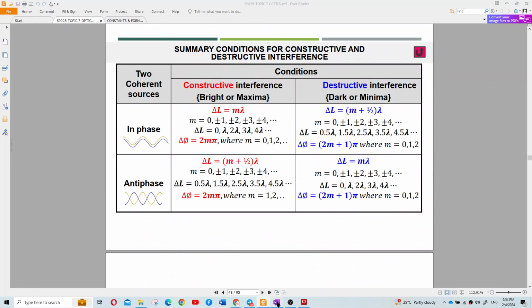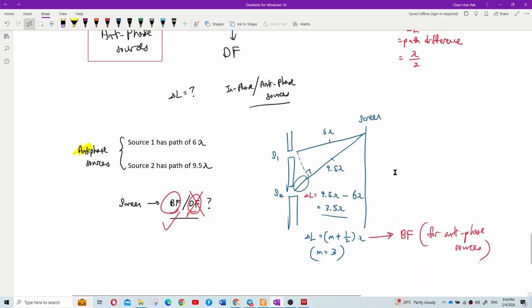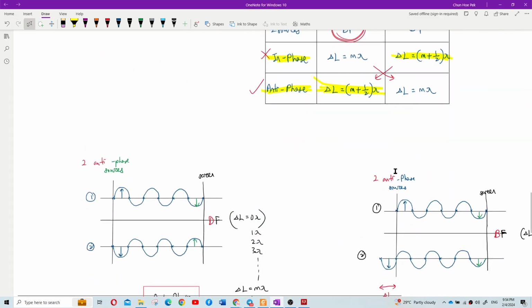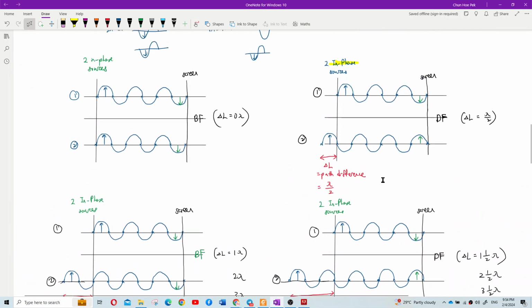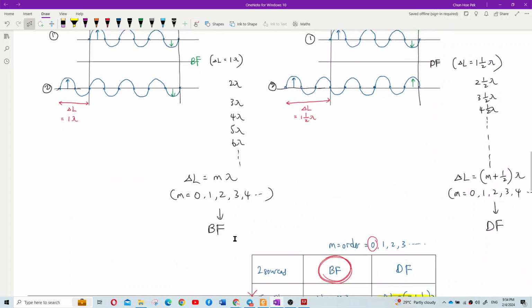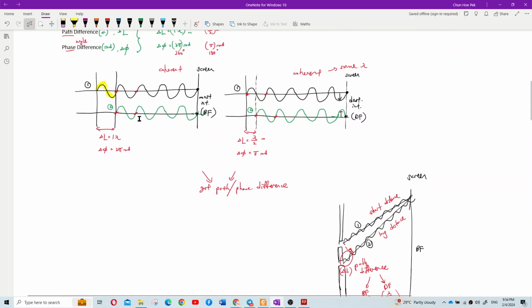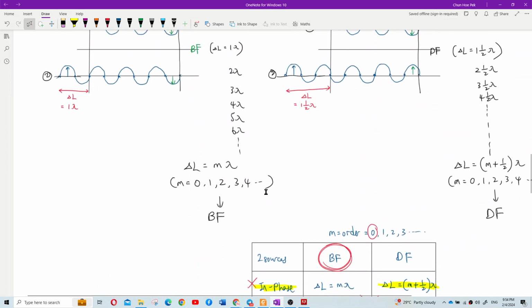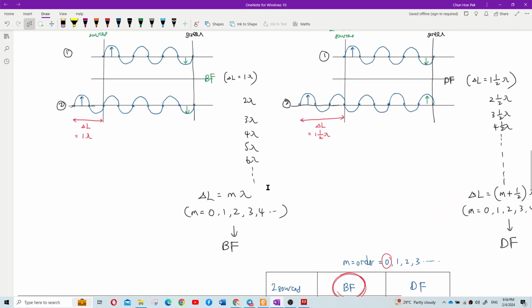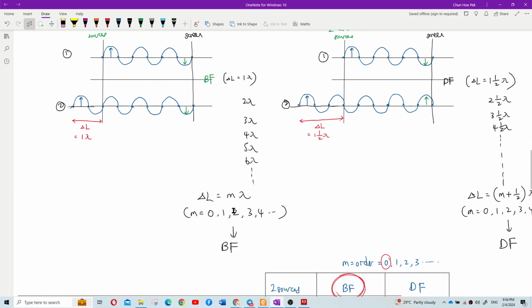I think this is the very main thing. This is the very main concept before you enter the chapter. You must understand this first. You must understand about what is path difference first. What is the path difference? What is phase difference?